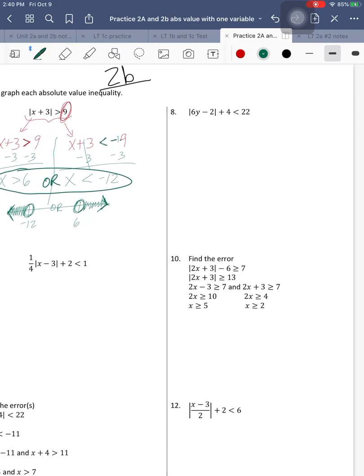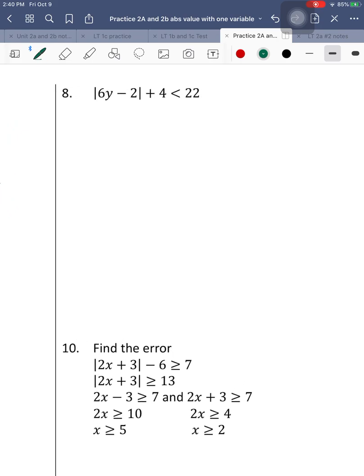Number 8. So we have to isolate the absolute value first. To isolate it, we have to subtract 4. At this point, when the absolute value is isolated, we can check to see, is the right side, the opposite side of the absolute value, positive? Yep. If it was negative, we'd stop and it'd be a special case, either no solution or infinite solutions. But it's not, it's a positive 18, so we'll keep going. We're going to split this up into 2 problems.